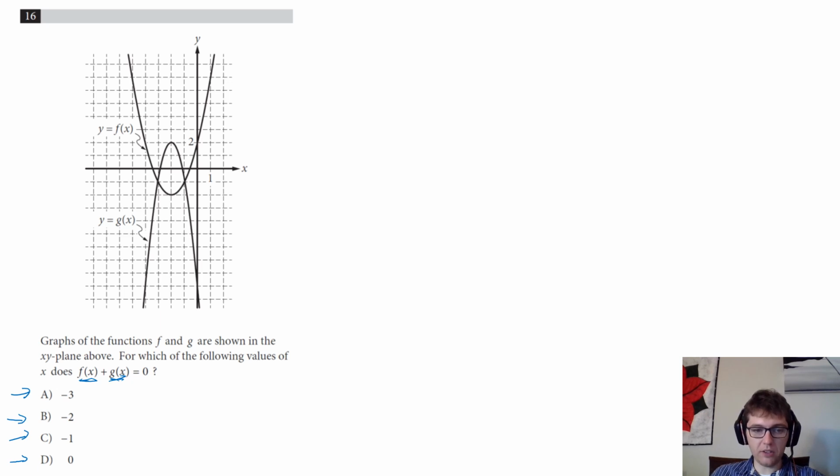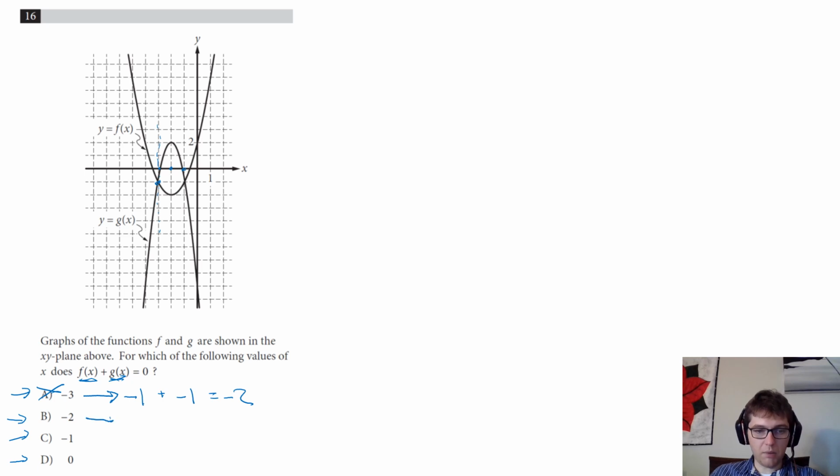So at the value x equal to -3, what is f of x at -3? So x is equal to -1, -2, -3. At this point here, for x equal to -3, it looks like f of x is equal to -1. And at that point, g of x is also -1. It's where they cross. So you have -1 plus -1 is equal to -2. That's not 0. A is incorrect.